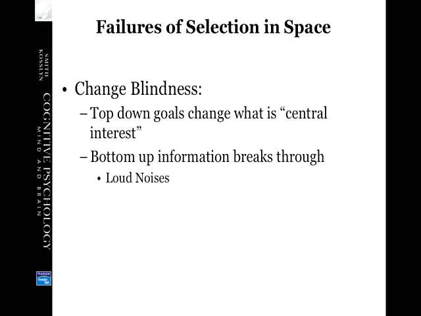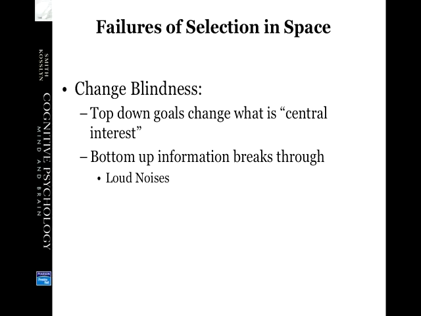Central interest information is governed by top-down goals. So our goals of whatever we're doing. If we're talking to a friend at a restaurant, it's to pay attention to them and keep that conversation going. If we're at a party, it might be to look for our friend and we're trying to find them. If you're driving down the road, it's to not hit anybody.